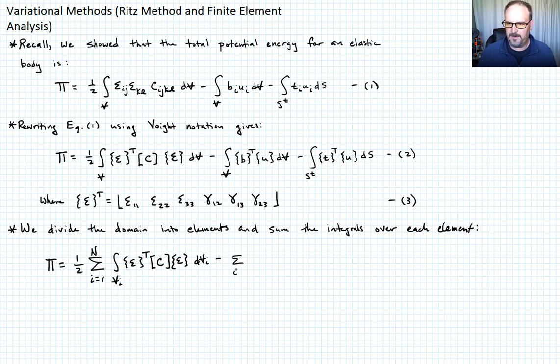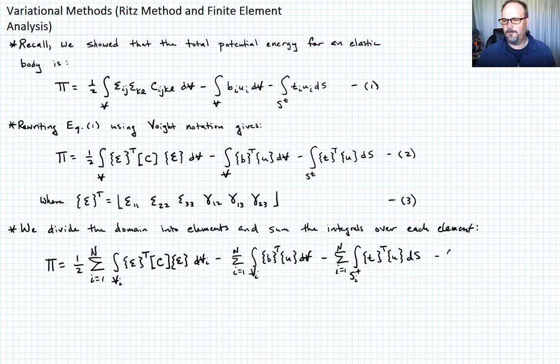Minus the same thing here now. This will be the sum from i equals 1 to n of the integral now over Vi of B transpose times U dV, minus the sum from i equals 1 to n of the integral over the traction surface of that particular element, if it has one, of T transpose times U dS. We'll call that equation 4.